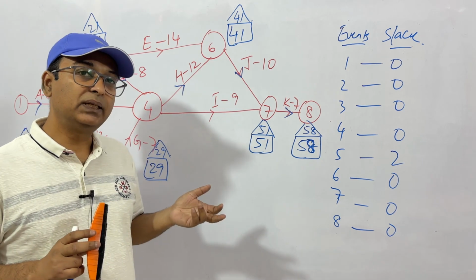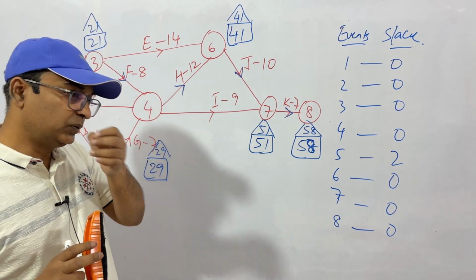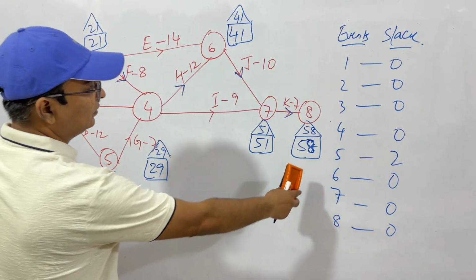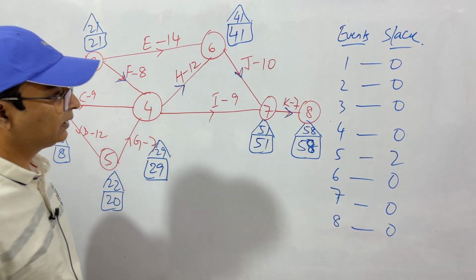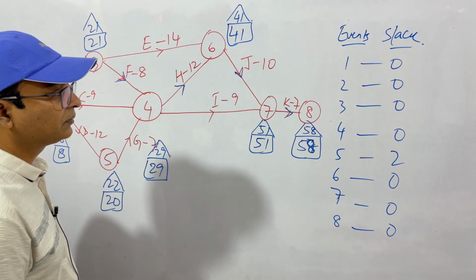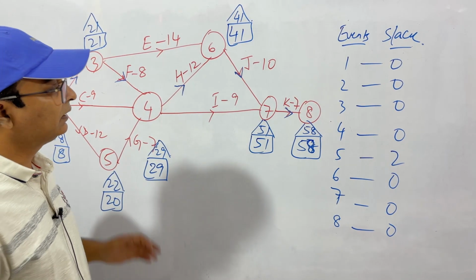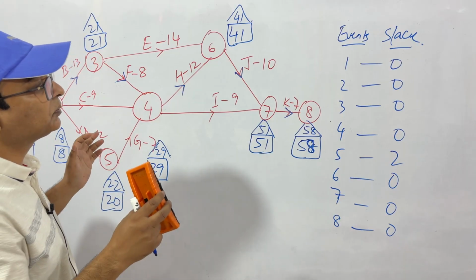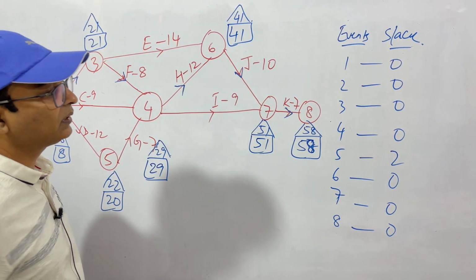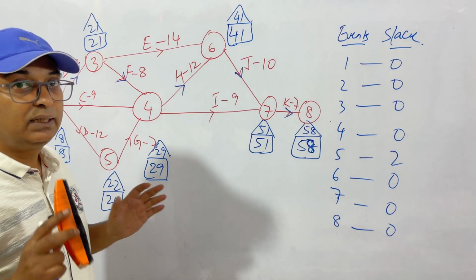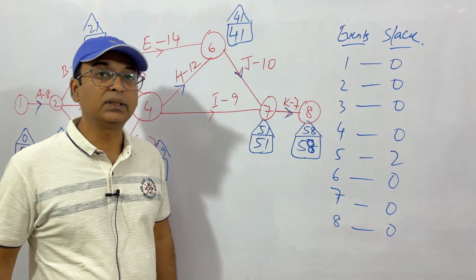Next session, what we'll be discussing is crashing of an event. What is the meaning of crashing of an event? Just food for thought. If your project takes 58 days, what if the company wants to complete it by the 52nd day? Is there any possibility of completing this project by reducing the total time by 6 days? Do we have any option? We have an option. That we'll see in crashing of a project in our next session.